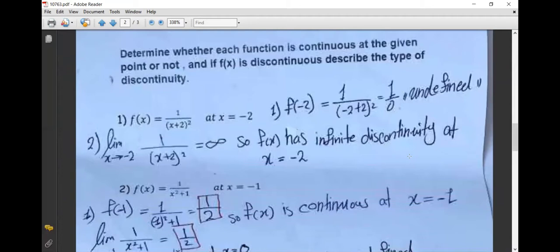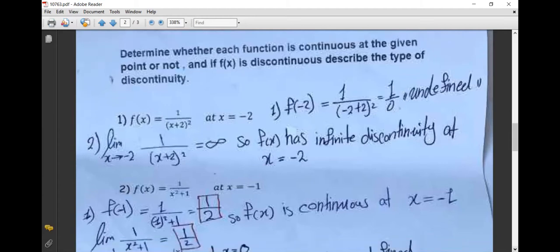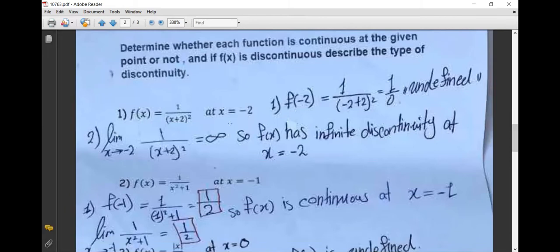If you see in this question, 1 over x plus 2 whole square, x is equal to minus 2. Here we will see the continuity, right? So they said to check the function continuous and differentiable or discontinuous. What I told you, we check the plus and minus, right? So first thing we do, we check at x is equal to minus 2. So left of minus 2 and right of minus 2.